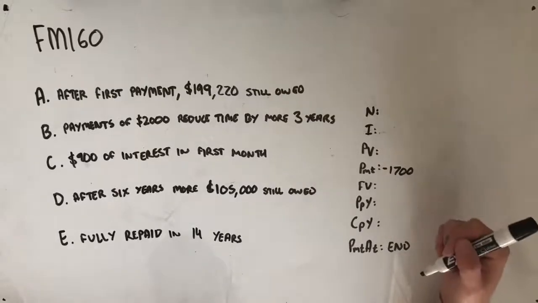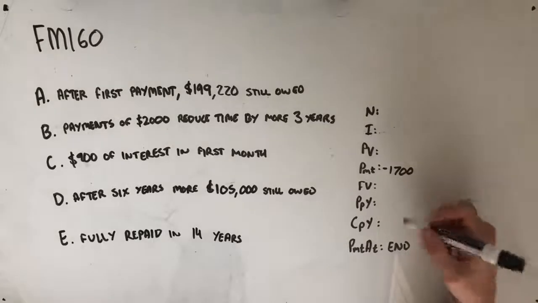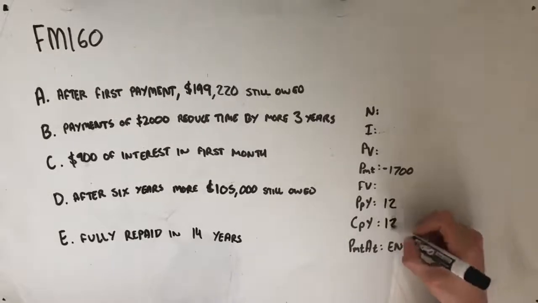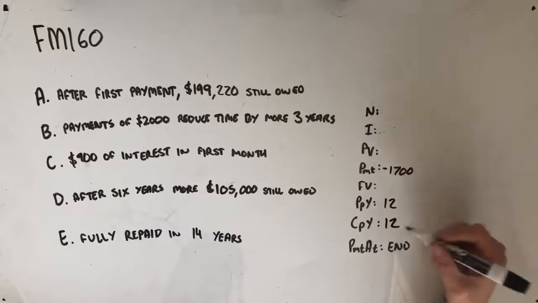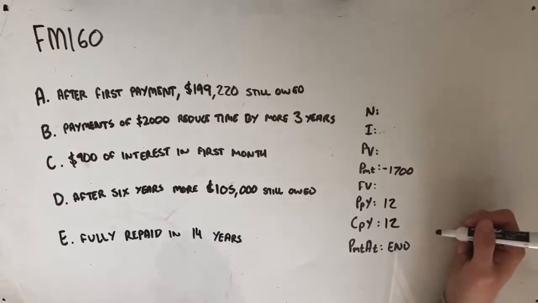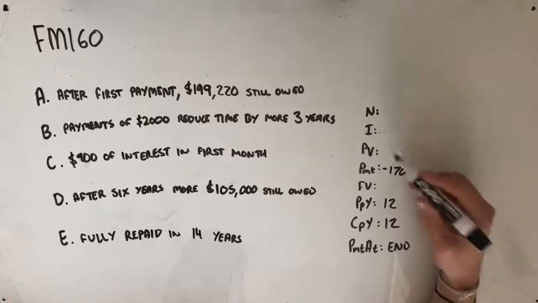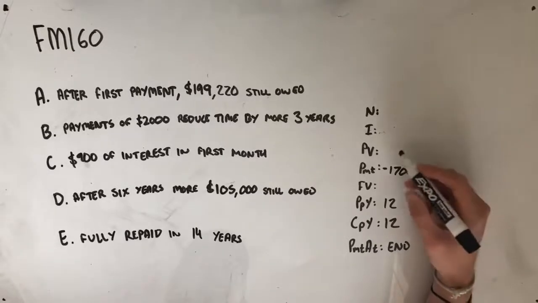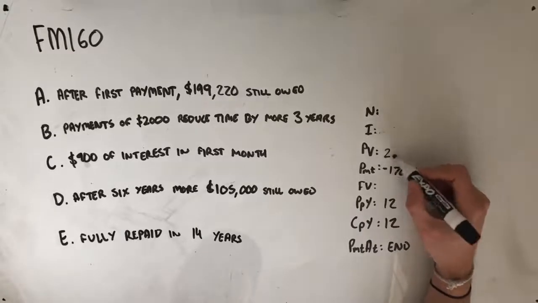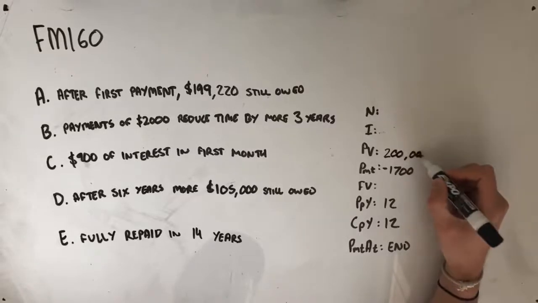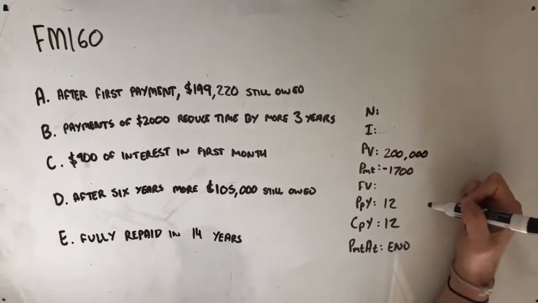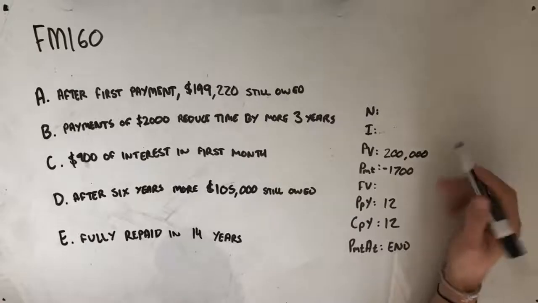We're also told that the interest compounds monthly, and we know that we're making monthly payments. So for our payments per year and our compounds per year, 12 and 12. We know that we've got a loan of $200,000, which means if we're starting from zero, our present value is $200,000. That's our loan from the present point.